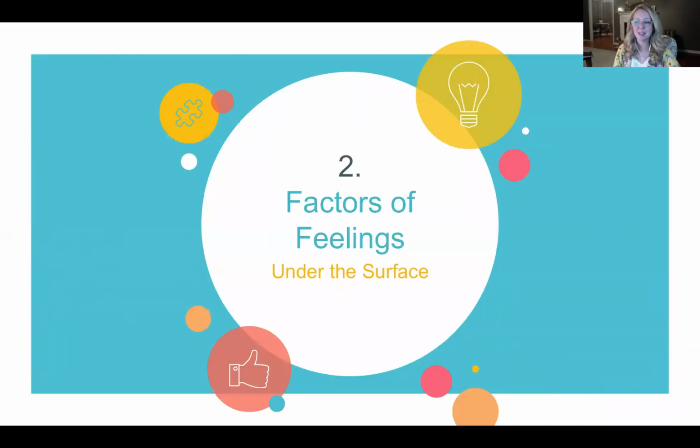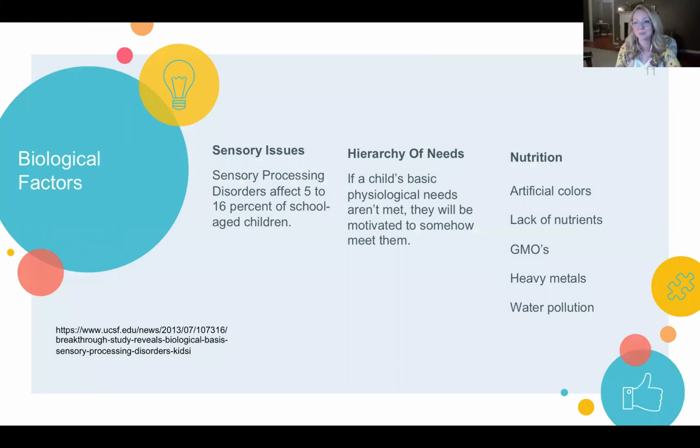So let's talk about some factors of feelings. Usually, what we see on the surface is not the whole story. And that's probably true for you. It's probably true for a kindergartner. It's probably true for most people you know. So let's look at the biological factors for some things. A lot of people have sensory issues. Those are on the rise as well.